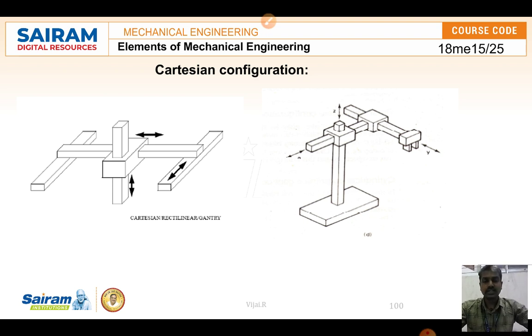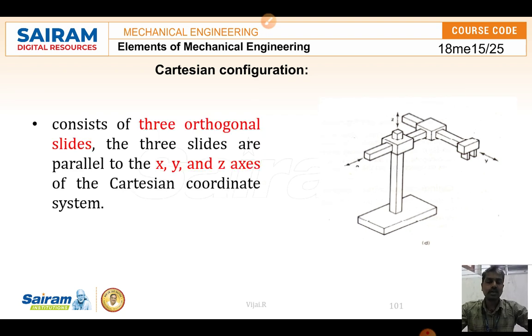Here we can see how this configuration robot works in all three directions: linear X direction, linear Y direction, and linear Z direction. It has a base and a vertical column, and three joints, which are orthogonal linear joints used for moving the arm in a linear manner. The three slides are parallel to each other and parallel to the X, Y, Z axes, so we call it a Cartesian coordinate system.